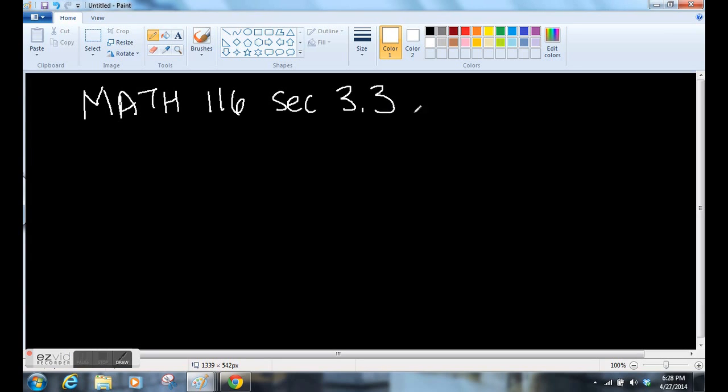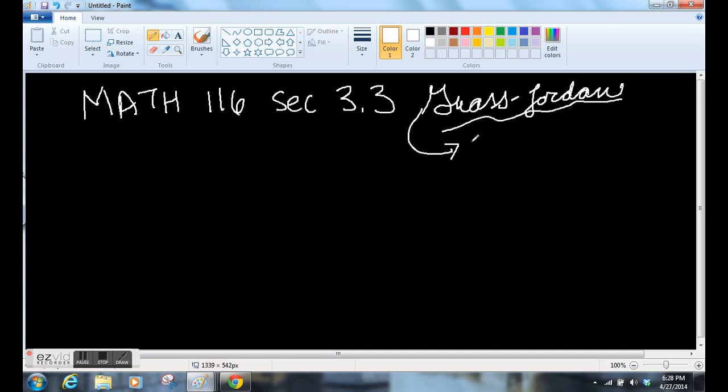Hi guys, this is Math 116, section 3.3, and in this section we are looking at the Gauss-Jordan elimination method. Such a fancy sounding name, doesn't it? It sounds like some sort of strange child experiment from the Victorian era. But no, it is actually a method of manipulating matrices to solve systems of equations. These problems, I call them the old growth terminators because you're going to go through a lot of paper. They just take so much space.